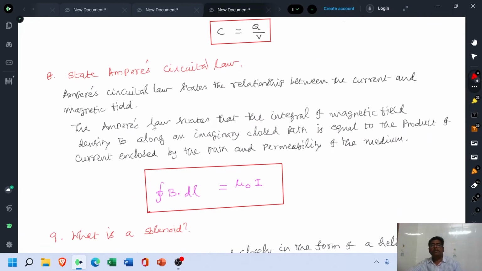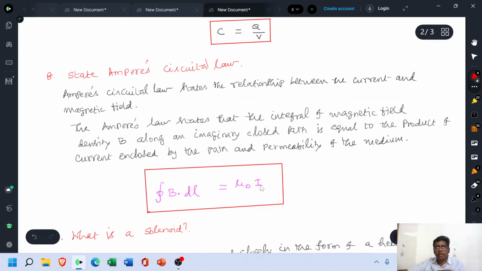State Ampere's circuital law. Ampere's circuital law states the relationship between the current I and the magnetic field B. The law states that the integral of magnetic field density B along an imaginary closed path is equal to the product of current enclosed by the path and permeability of the medium. That is, closed integral B dot dl is equal to mu naught into I.